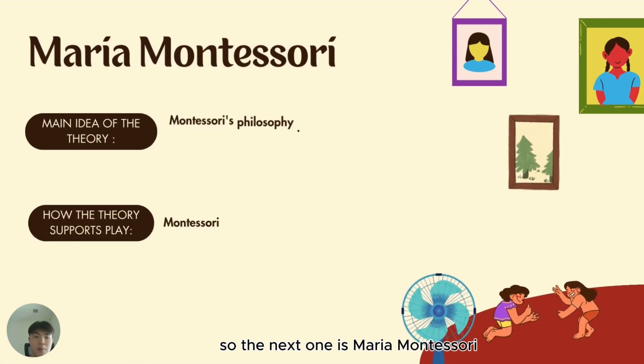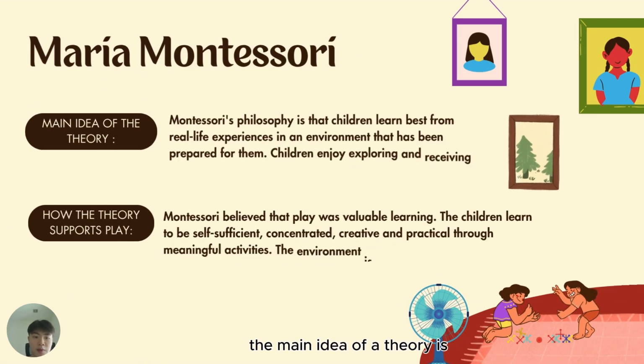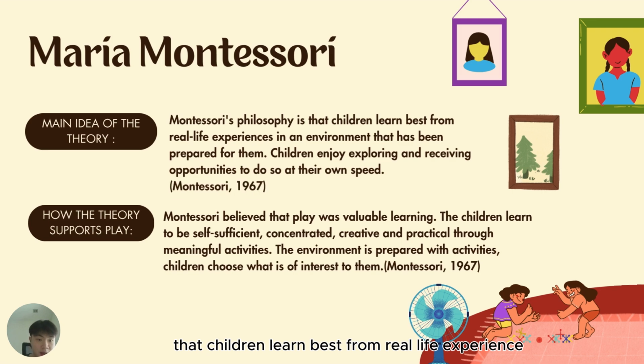So the next one is Maria Montessori. The main idea of the theory is that children learn best from real life experience in an environment that has been prepared for them. Children enjoy exploring and receiving opportunities to do so at their own speed. How does the theory support play? Montessori believed that play was valuable learning. Children learn to be self sufficient, concentrated, creative, and practical through meaningful activities. So teachers prepare the activities and the environment for them to be more independent. They build their own self sufficiency and are practical through a lot of activity by themselves.